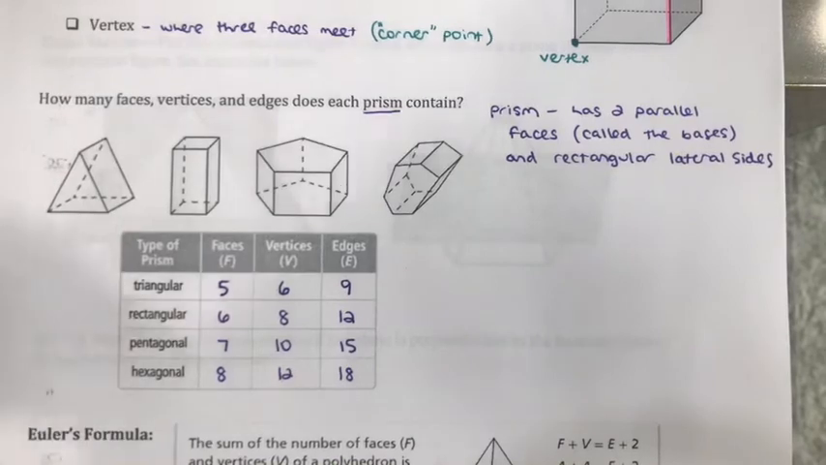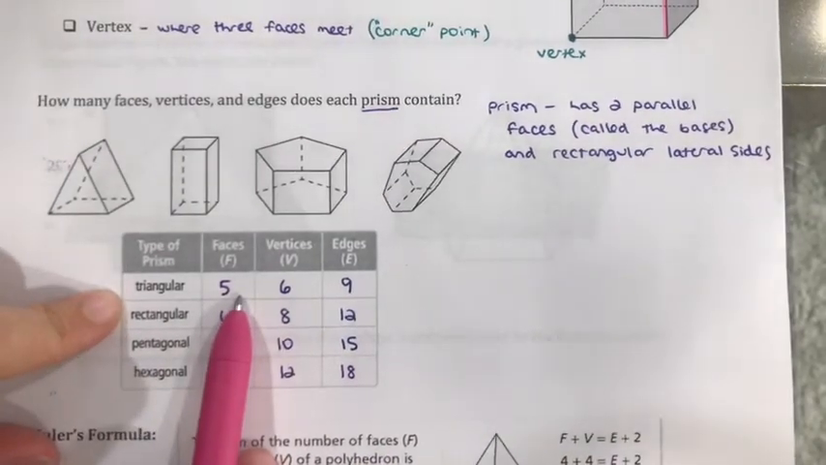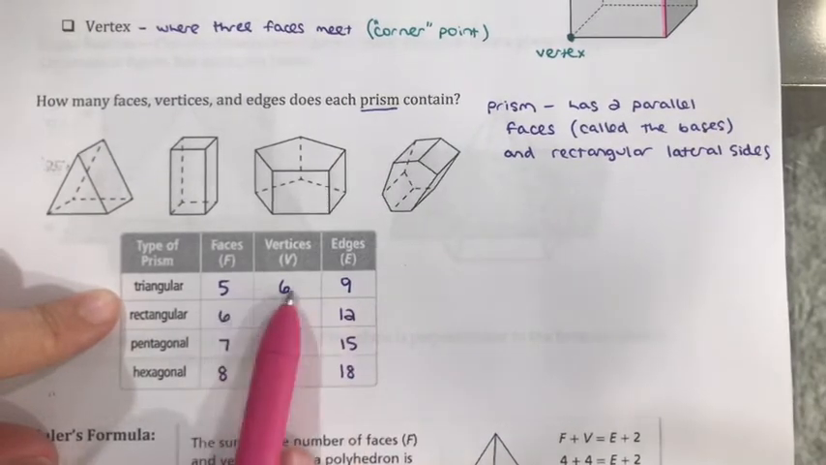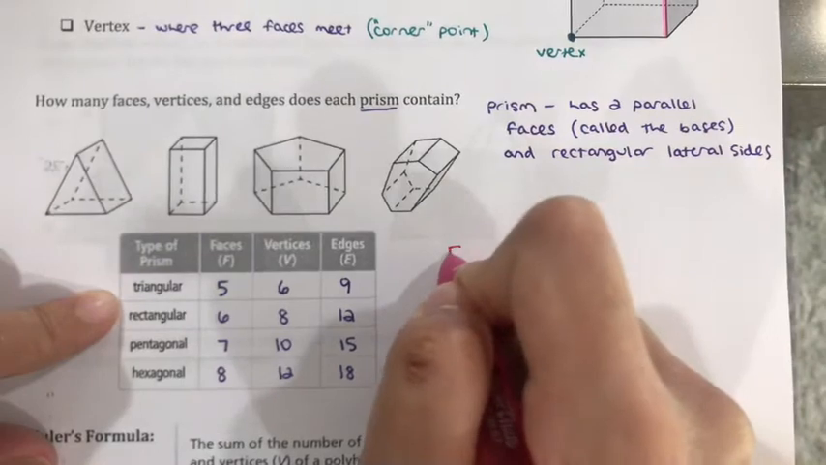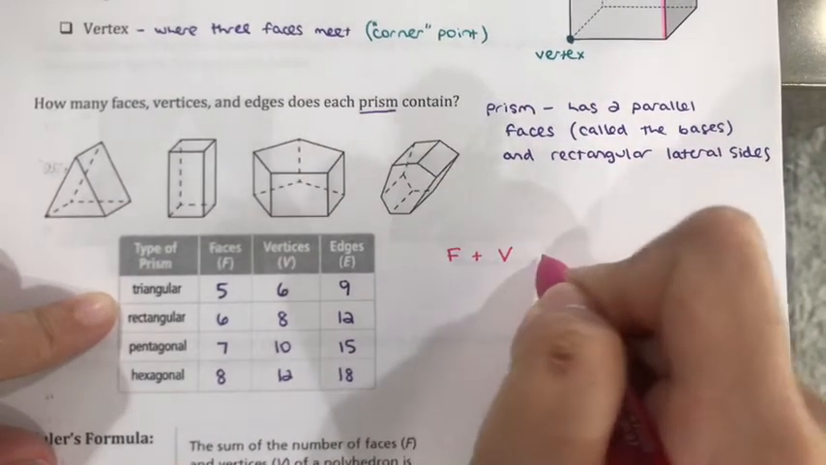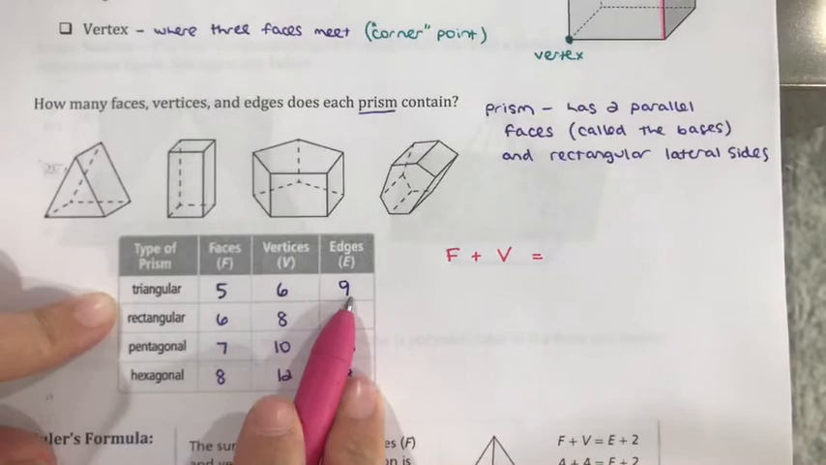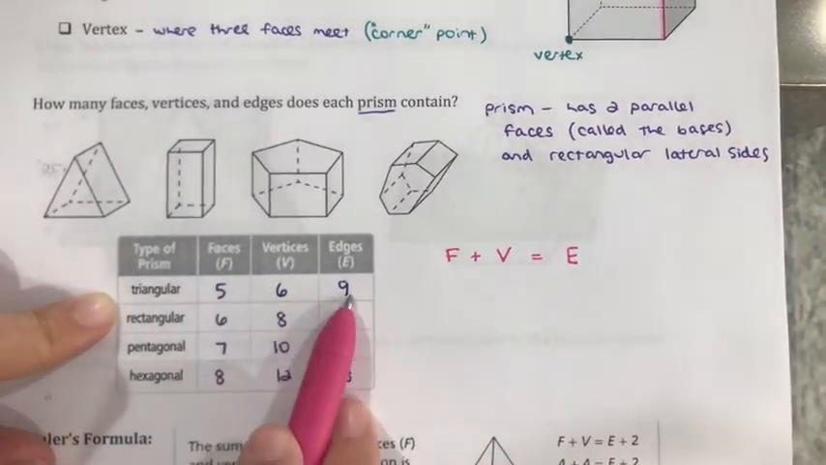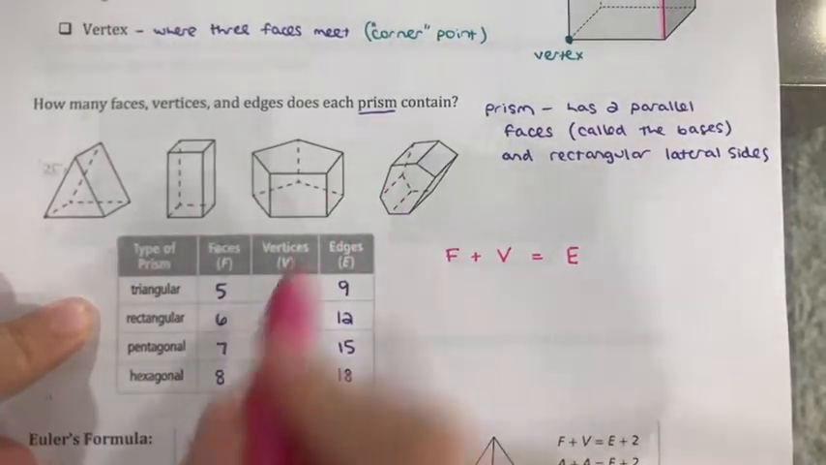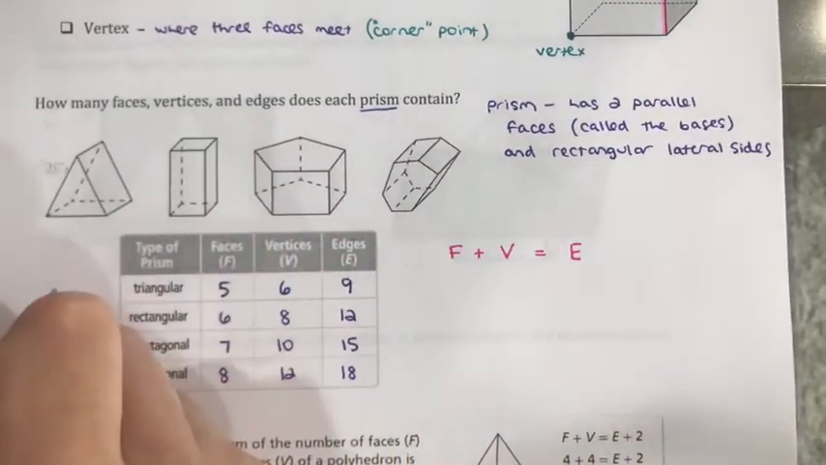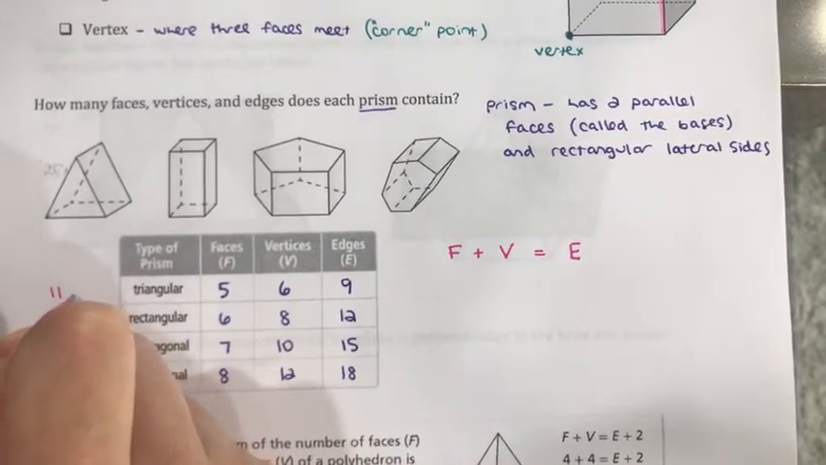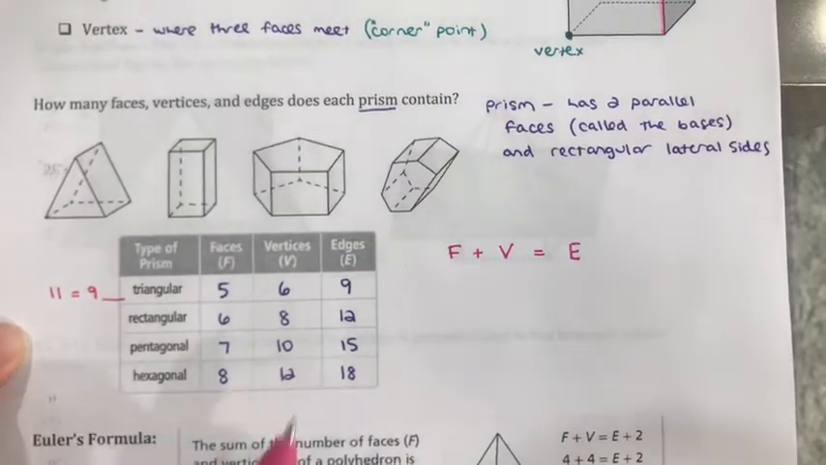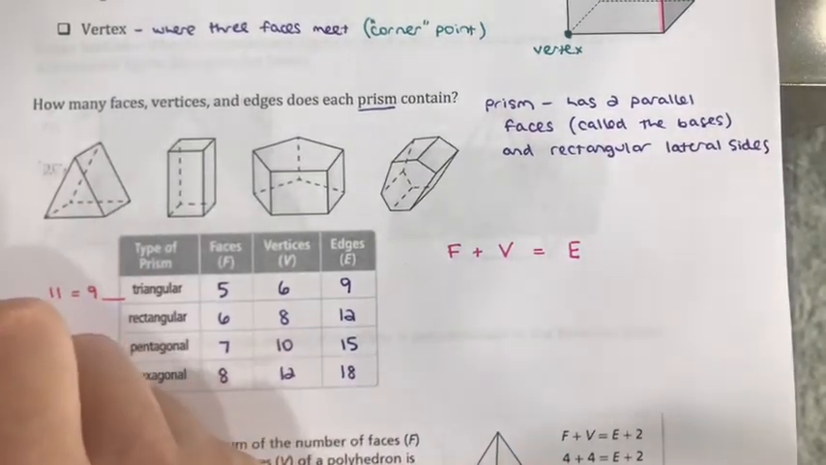Now, what we want to come up with is, what's the relationship between the faces and the vertices and then the edges? Well, notice if I add these two, let's say our faces plus the vertices, well, it's not quite equal to the edges. Notice that 11 is not equal to 9. So I've got, let's say 11 here, and then 9. Let's look here. I've got 14 and 12.